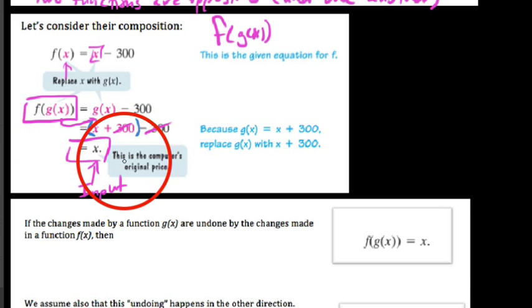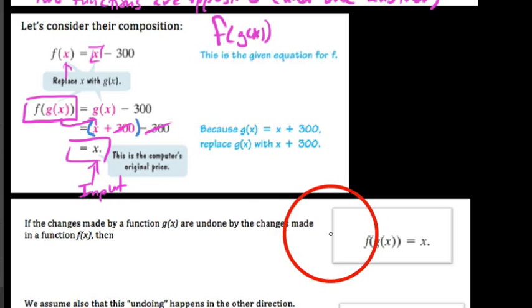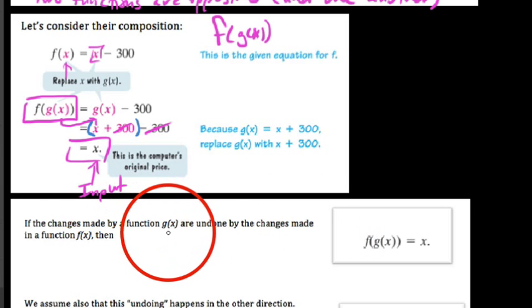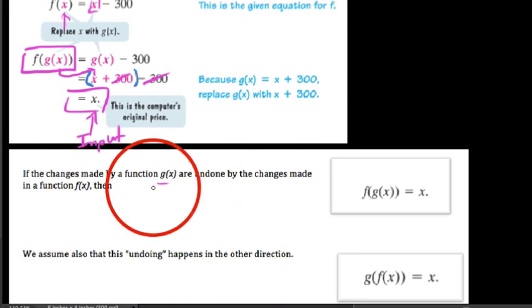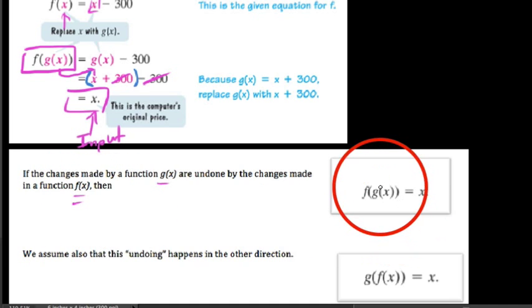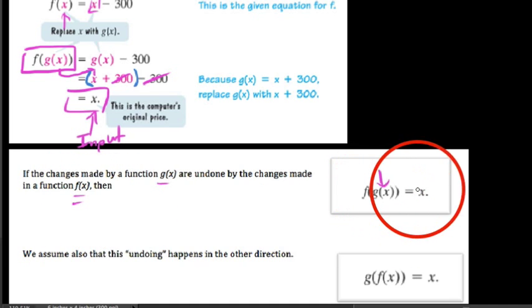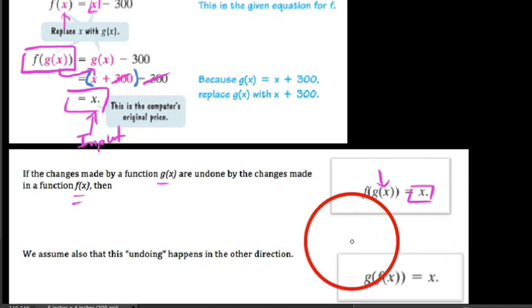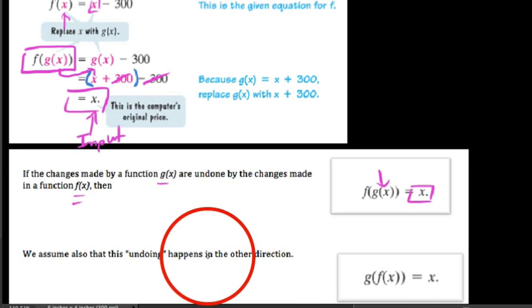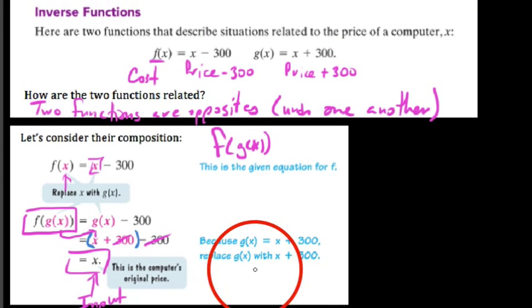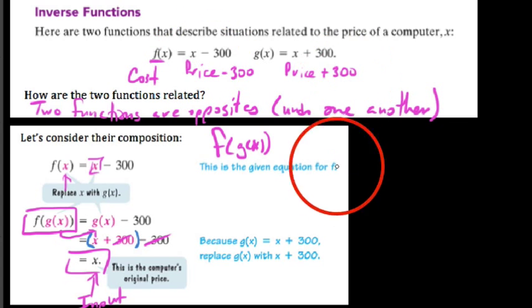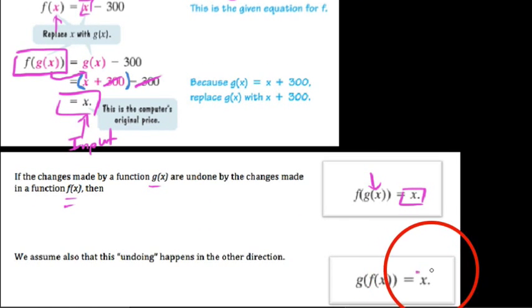So we would say that in any situation where I plug one function into another function, if the changes made by a function g of x are undone by the changes made by a function f of x, so we plug g of x into f of x and f of x undoes it, then we're going to end up with x. And when we undo things the other way, say we had plugged f of x into g of x, that is, subtract off 300 and then add 300 back onto the cost, you would get back to the initial cost or the initial input value.